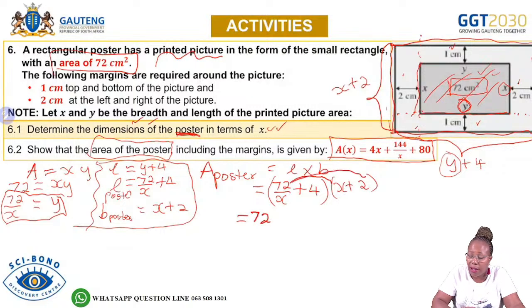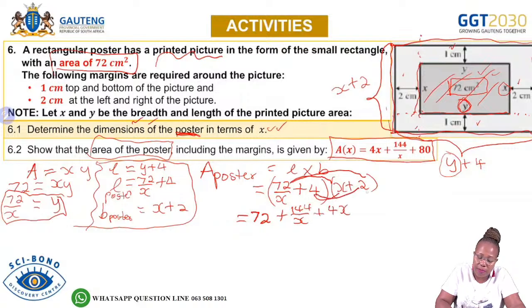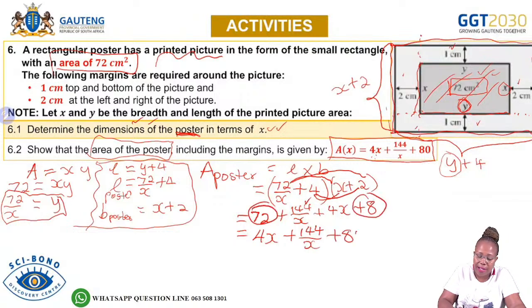72 over x multiplied by 2, that will be 144 over x. And then we now distribute 4 to the next bracket. 4 times x, that will be 4x. And then 4 times 2, that will be 8. And then let's rearrange accordingly now. They have started with 4x. We'll start with 4x, followed by 144 over x. Yes. And then the 72 plus 8 will give us a plus 80.